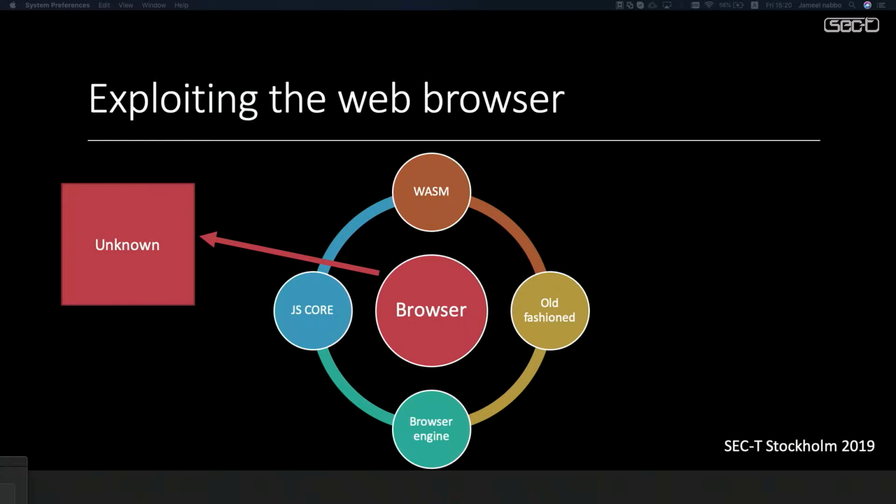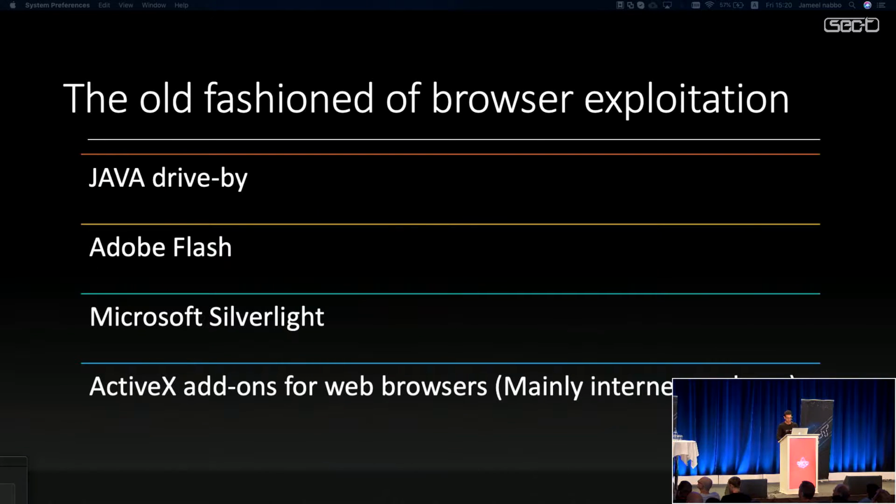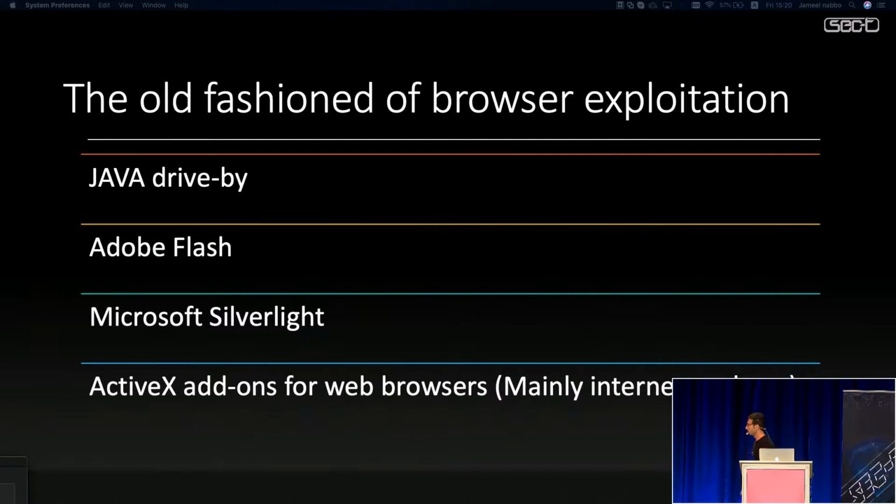WASM didn't exist a decade ago. So right now we have WebAssembly. This is what WASM is. JavaScript core, browser engine, old-fashioned, and the unknown. And by unknown, I'm referring to some sort of environment exploitation that is not known yet, maybe in a heap spray. So the old-fashioned was starting with Java drive-by.